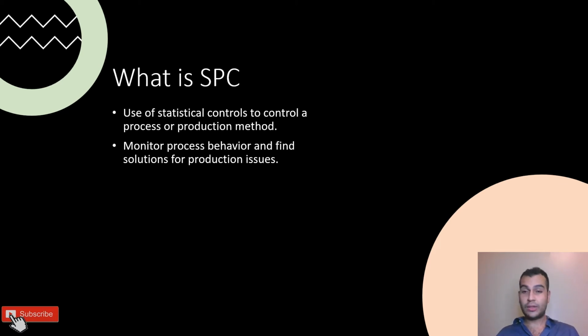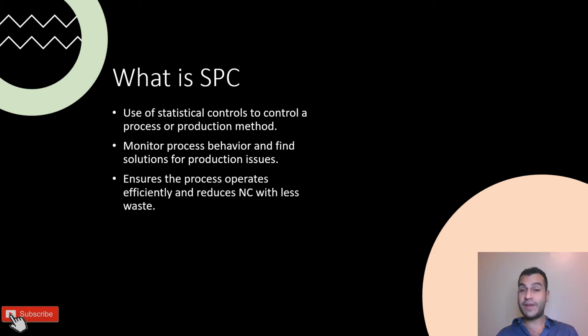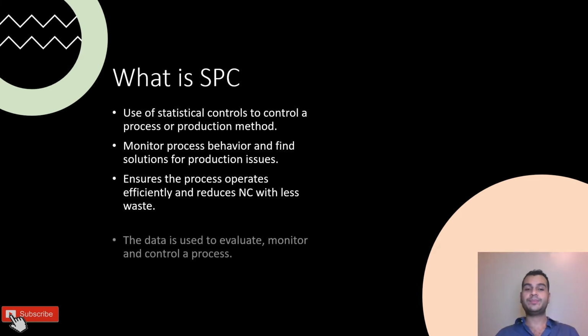Now, this has a lot to do with your manufacturing plant, so please keep in mind these points, they're very important. It ensures the process operates efficiently and reduces NC with less waste. Now, NC is a very important topic. It's called non-conformities. Please leave a comment down below if you would like to know what exactly an NC is.